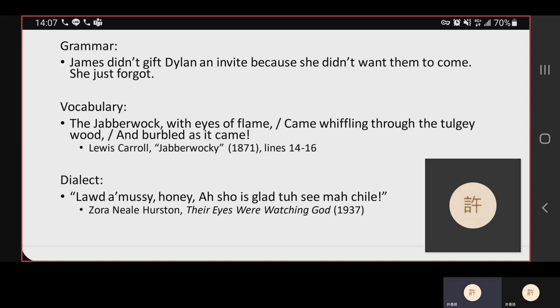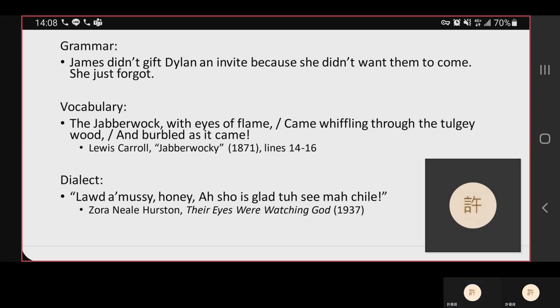So this sentence, if you don't read it out loud, you can probably only understand like four words, right? Honey is glad see. That's about it. But if I read it out loud, you may get a better sense of what it means. Lord of mercy, honey, I sure is glad to see my child. Suddenly, you know what she's saying. This is a black dialect. It's an African-American kind of English. The book I took this from, Their Eyes Were Watching God, the entire book is written like this.